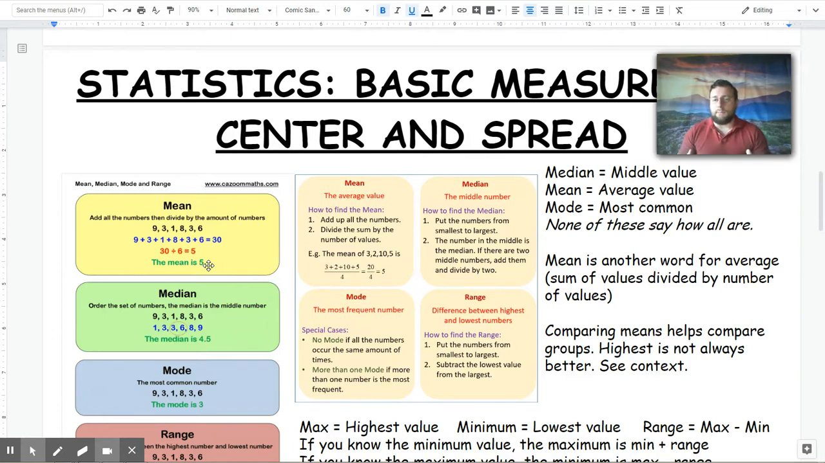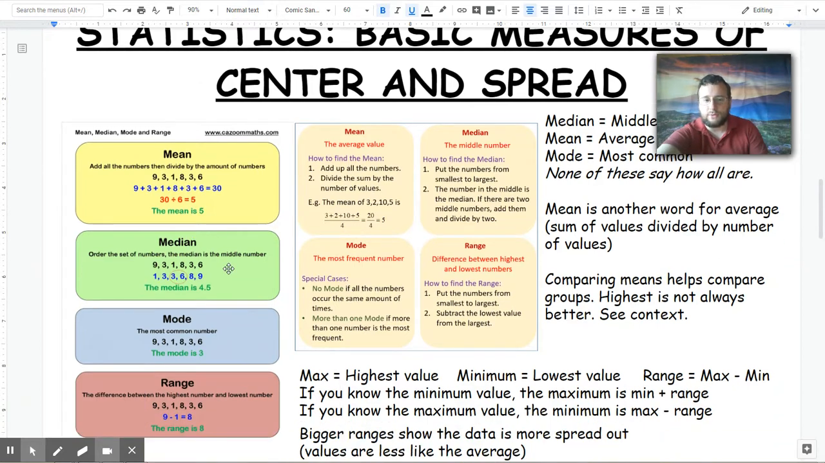Another important way of describing data sets is looking at maximums and minimums and using them to figure out the range. The range is essentially what you get when you take the largest number minus the smallest number. If you subtract those numbers, you get the range. So it's the difference between the maximum and the minimum. Now, of course, if you know the minimum value and the range, you can figure out the maximum value. So if you know the minimum value, the maximum is the minimum plus the range. And if you know the maximum value, if you subtract the range from that, you're going to get the minimum value. But the range is a way to figure out how spread out the data is.